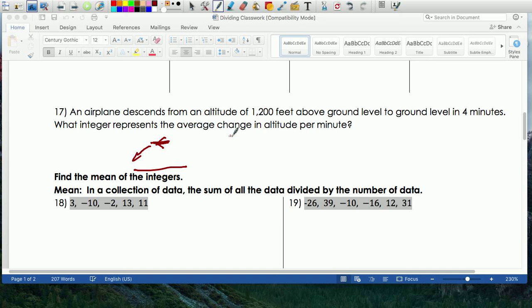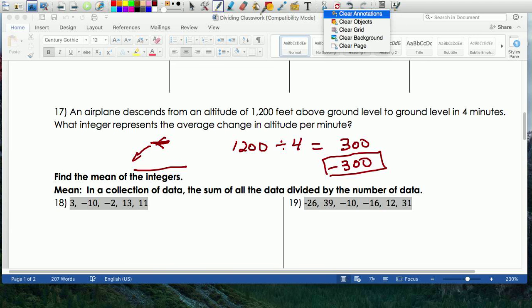It's going to drop. So we're going to go 1,200, and we know that it went to the ground in 4 minutes. So let's divide that by 4. And 1,200 divided by 4 is 300. But I'm going to put that's the answer, right? 300. But the integer that represents the change in altitude is going to be negative 300, because every minute it's descending by 300. Okay.